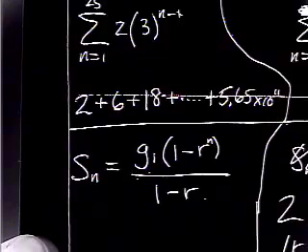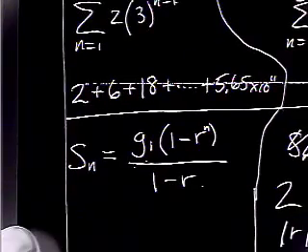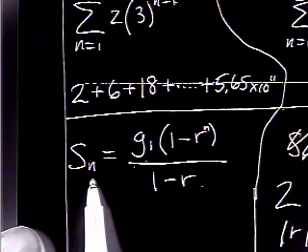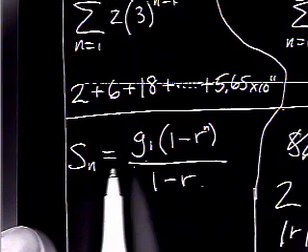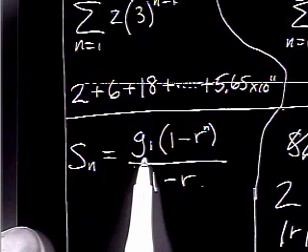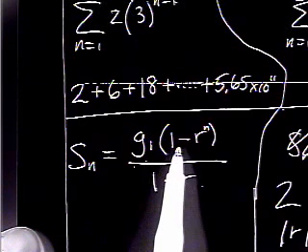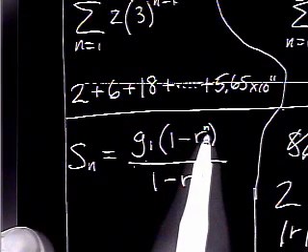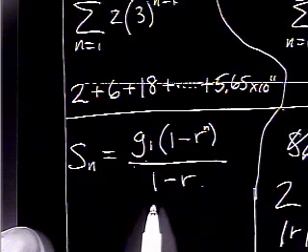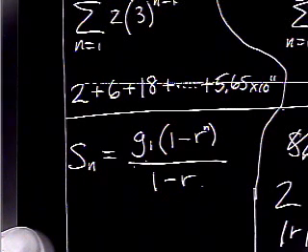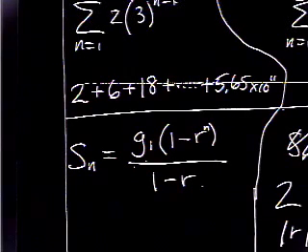You're going to be using this formula. The sum of the n terms, the n finite terms, is equal to the first term times the quantity 1 minus r to the n power over 1 minus r. That's the formula we're going to be using for all the finite cases.